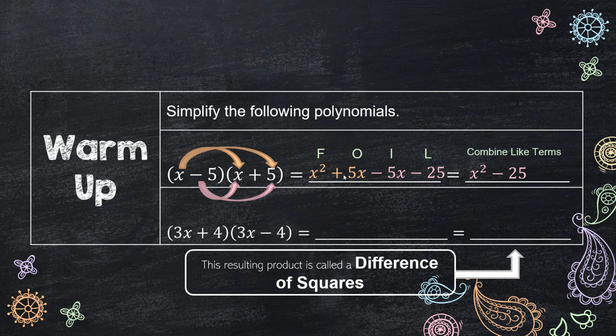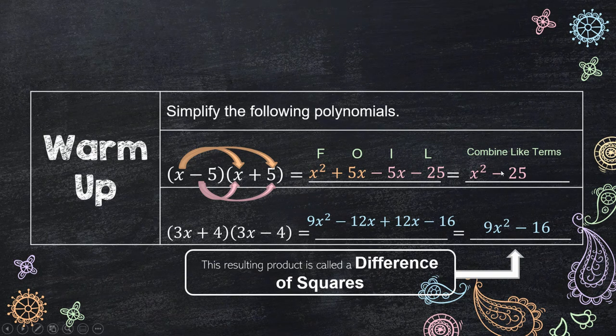All right, so let's do the same with the second binomials. First terms multiplied together, 3x times 3x, will give us 9x squared. Outside product will give us negative 12x. The inside product gives us plus 12x. And then the last term times last term gives us negative 16. Combine like terms, the negative 12x plus 12x is 0x. So that leaves us with 9x squared minus 16.